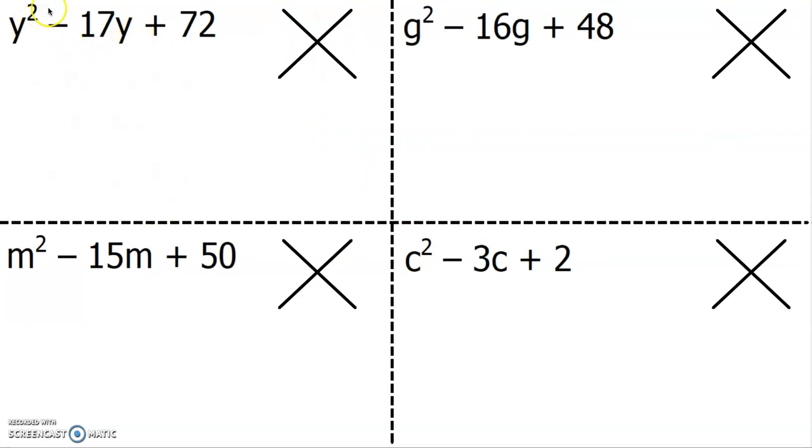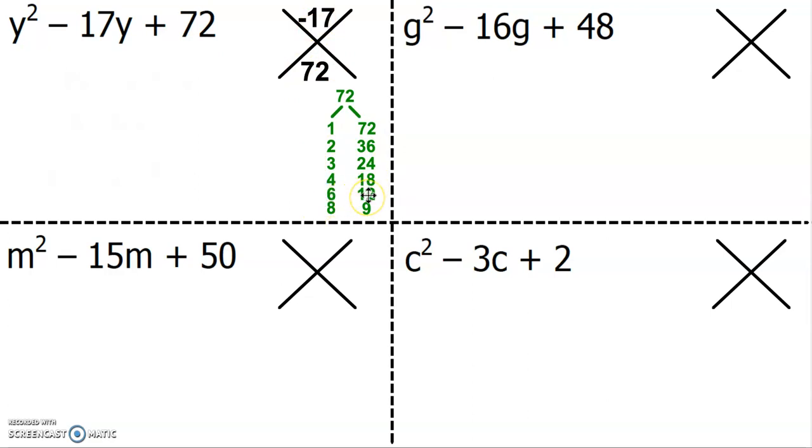Here I have y squared minus 17y plus 72. I'm going to place my numbers in my diamond. I need to multiply to get 72 and add to be negative 17. My factor tree for 72 is a little bit longer this time. So I need to look at my pairs of factors and decide which ones are going to give me 17.